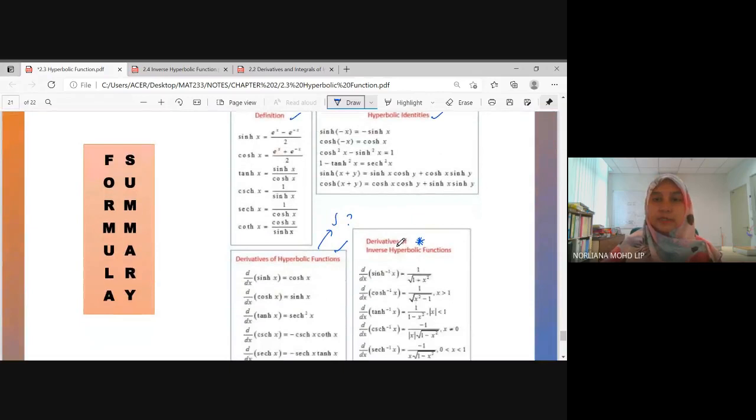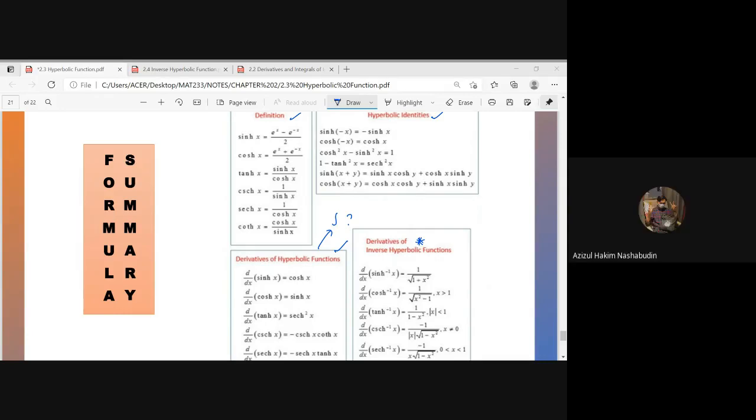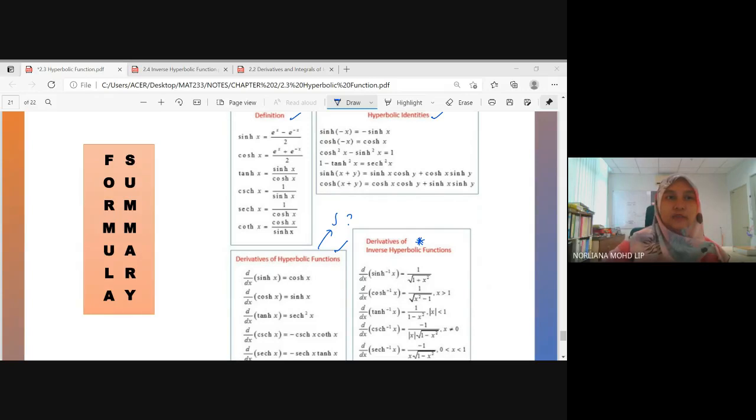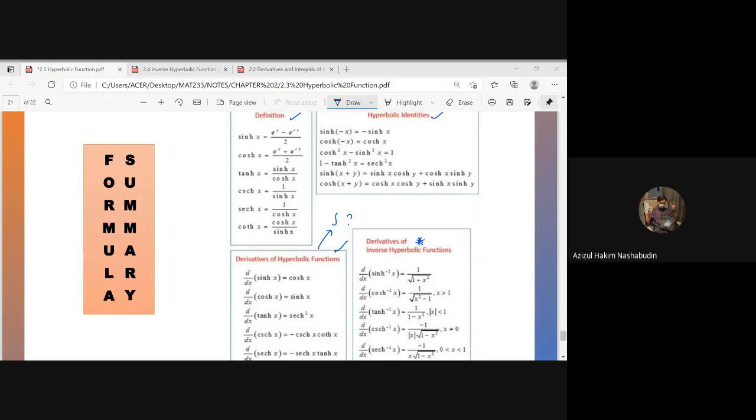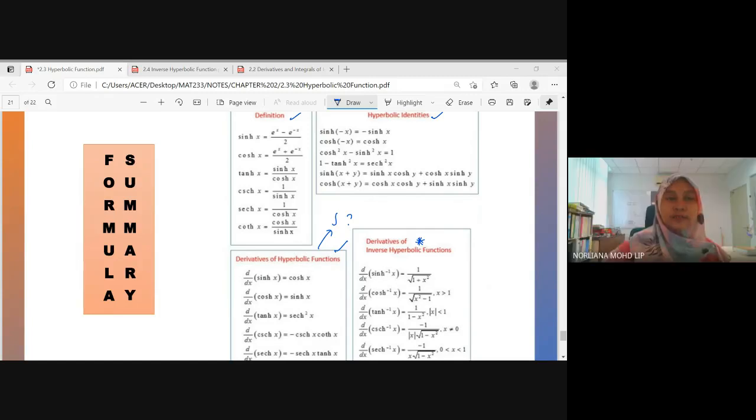Okay, so ni dah habis untuk hyperbolic function. Okay, cuba tengok tutorial 3 and 4. Okay, tutorial 2 tu dah siap. Tutorial 2, triangle method. Jawapan saya tak bagi lagi ke dah ada dalam Google Classroom? Saya tak ingat. Dah ada. Boleh check jawapan. Kalau ada salah boleh bagi tahulah kat saya.